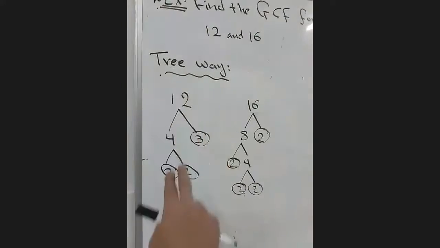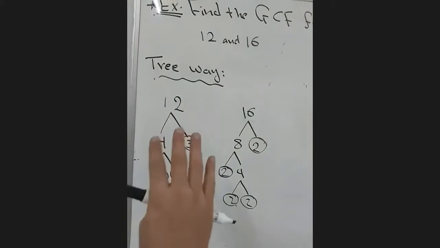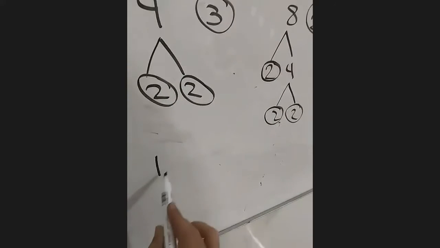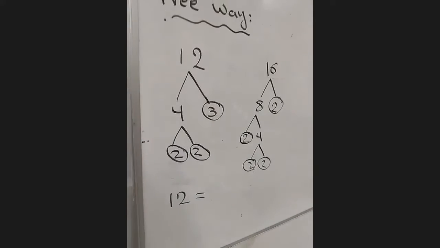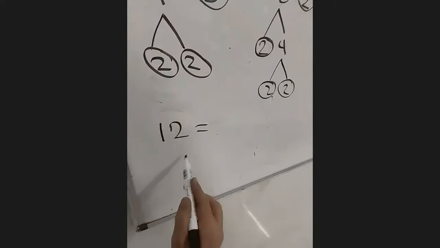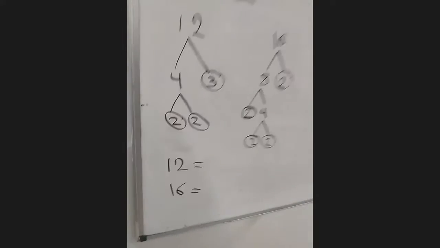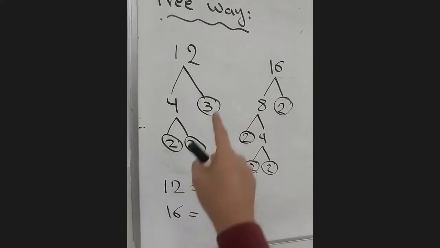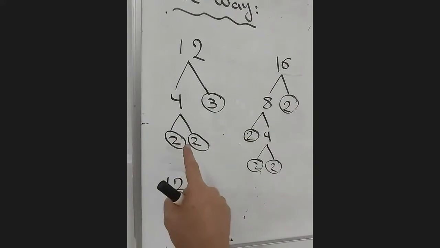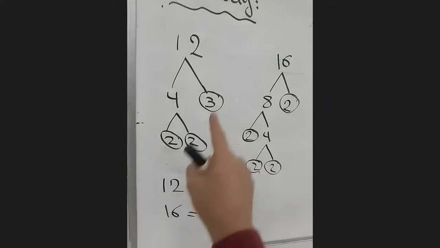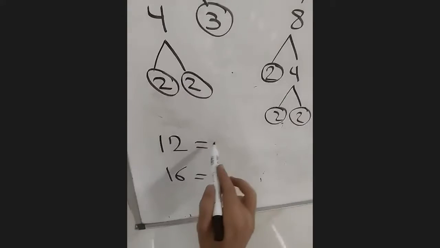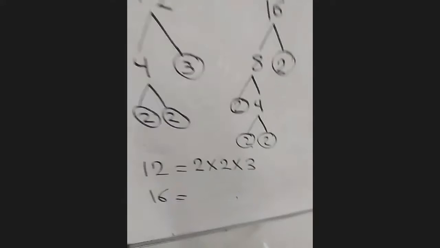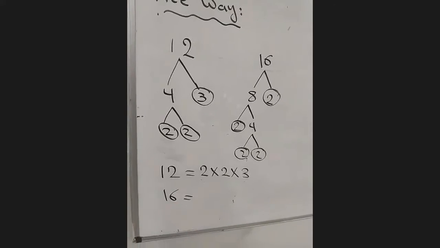Now, after I found the factors for each number, I will take this 12 here and put equal. And I will take the 16 under it and put equal. Now, the 12 is the multiplication of the circled numbers only. The multiplication of the circled numbers: 2 multiply 2 multiply 3. We call it prime factorization.